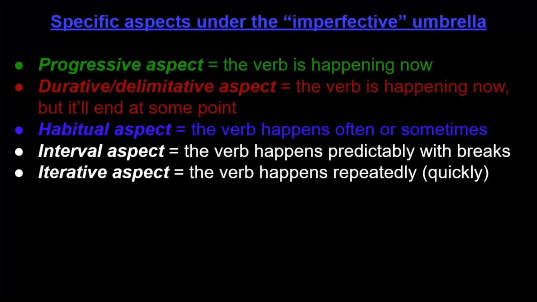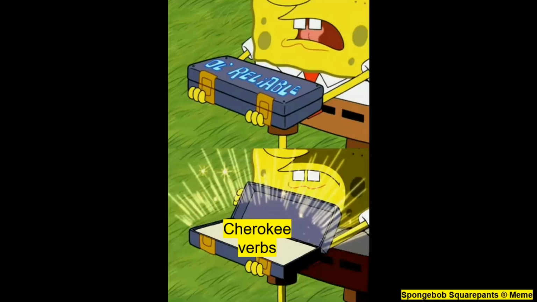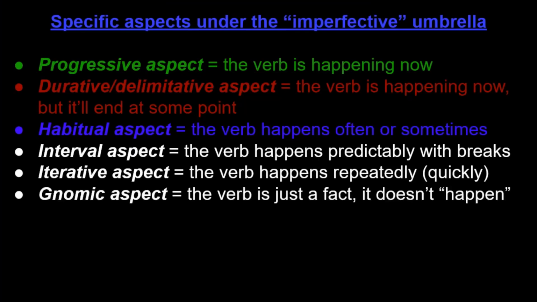A more specific variant of this may be the iterative aspect, which describes a repeating action happening over and over again. Guess what? Cherokee also has it in the form of an ilo suffix. I'm very glad I studied Cherokee before making this video. And the last of the imperfective group is the gnomic aspect, which is often just habitual, but it's used specifically for general facts like hot oil is dangerous.